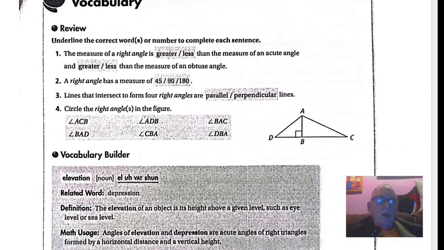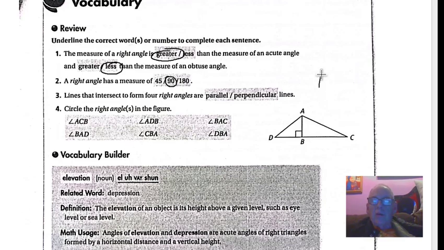So they want us to underline the correct words. When we talk about right angles, a right angle is defined as exactly equal to 90 degrees. An acute angle has a measure between 0 and 90 degrees. So the measure of a right angle is greater than the measure of an acute angle. And an obtuse angle is measured as an angle bigger than 90 and less than 180. So a 90-degree angle is going to be less than the measure of an obtuse angle. And a right angle has a measure of 90 degrees.